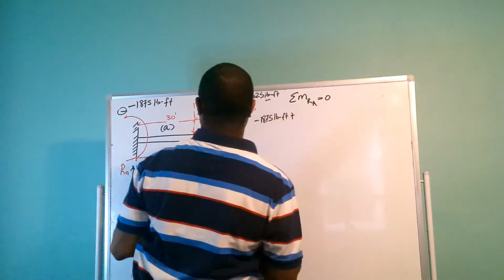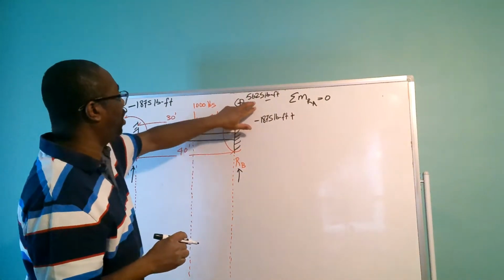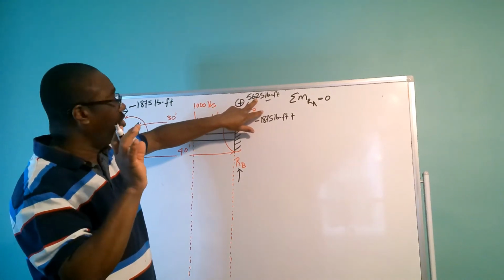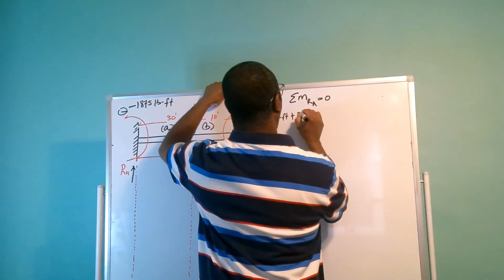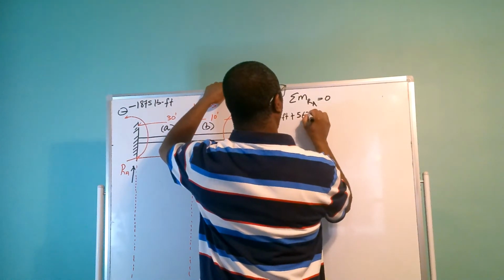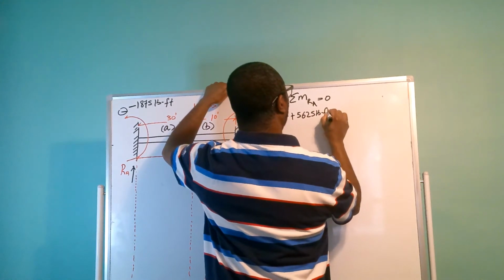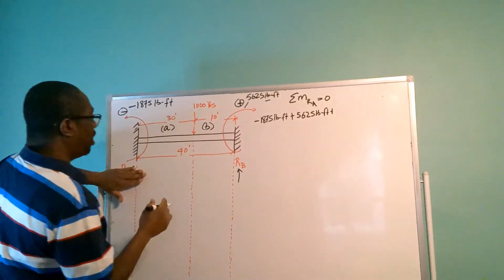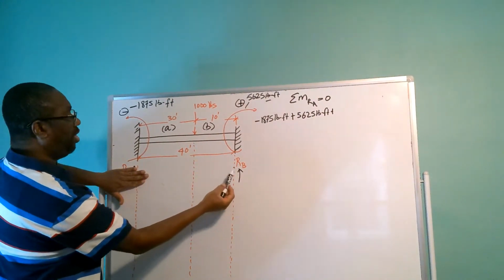Plus, we can now take our moments here at this end, which is 5,625 pounds-foot. So it's going to be plus 5,625 pounds-foot, plus the reaction here at B.